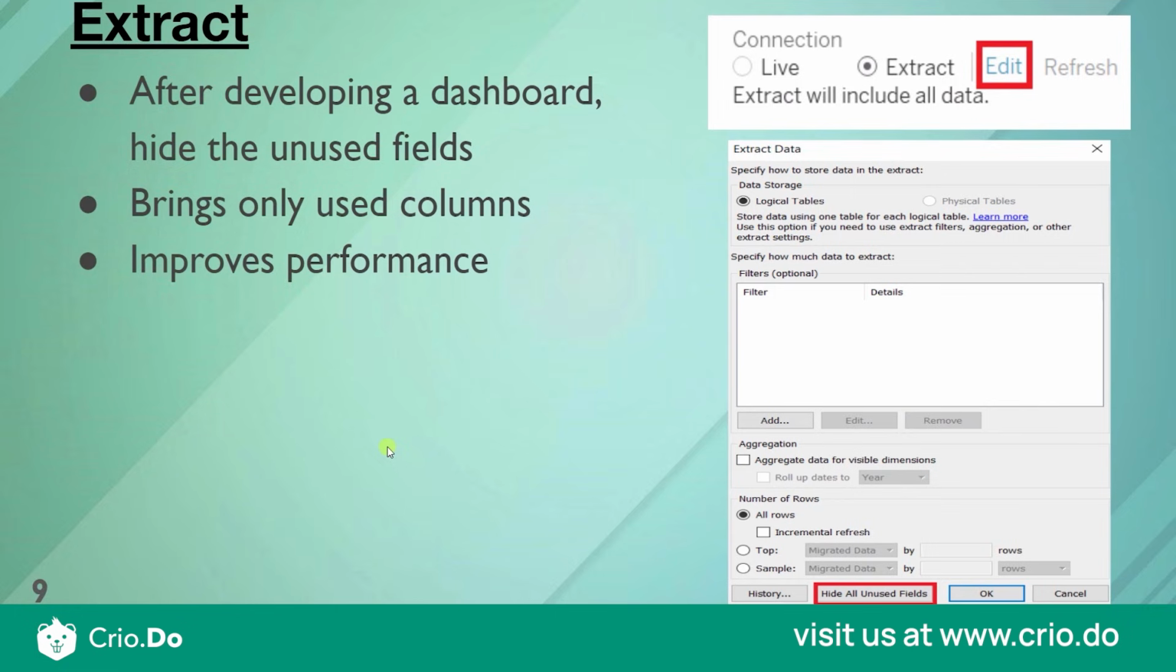This is like filtering out the data. You can call it an extractor, where you're excluding everything which is not being used. This will basically improve your performance as well, because the less the data, the better the performance. So whenever you're done with your development, if you come back and extract the data again, just click the icon called hide all unused fields, which will lower the data and improve the performance of your dashboard.